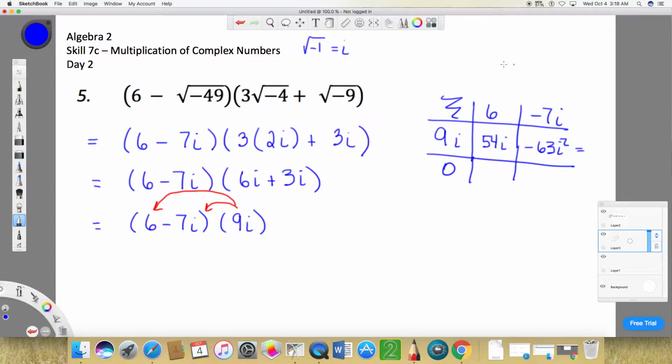i squared is -1. That changes the sign of the -63 to a positive 63, and that's all we have: 63 plus 54i.